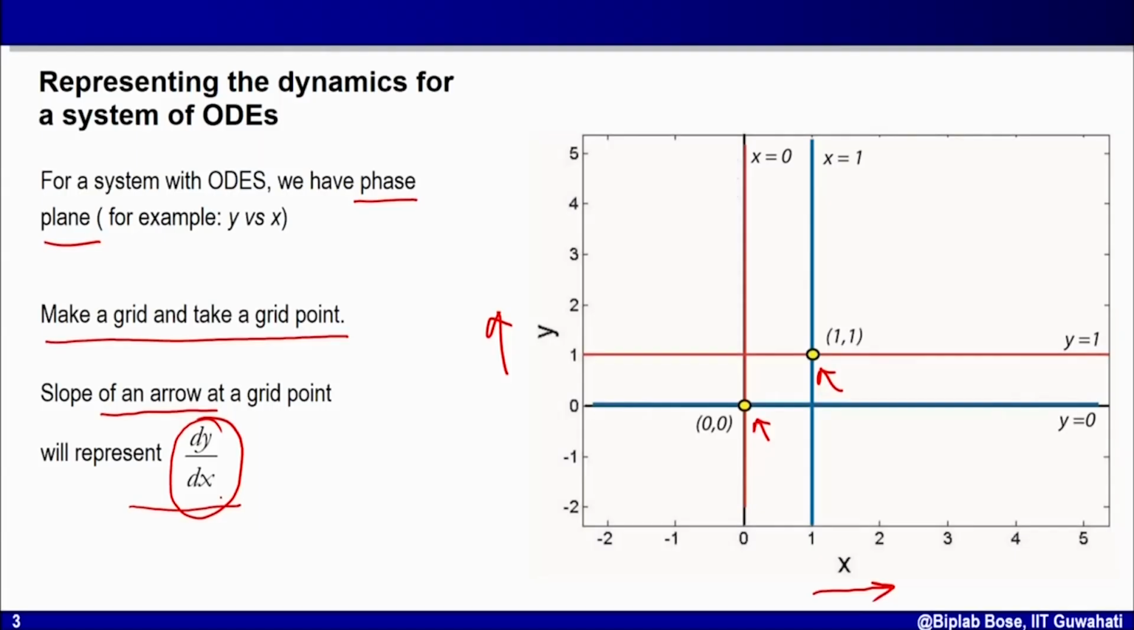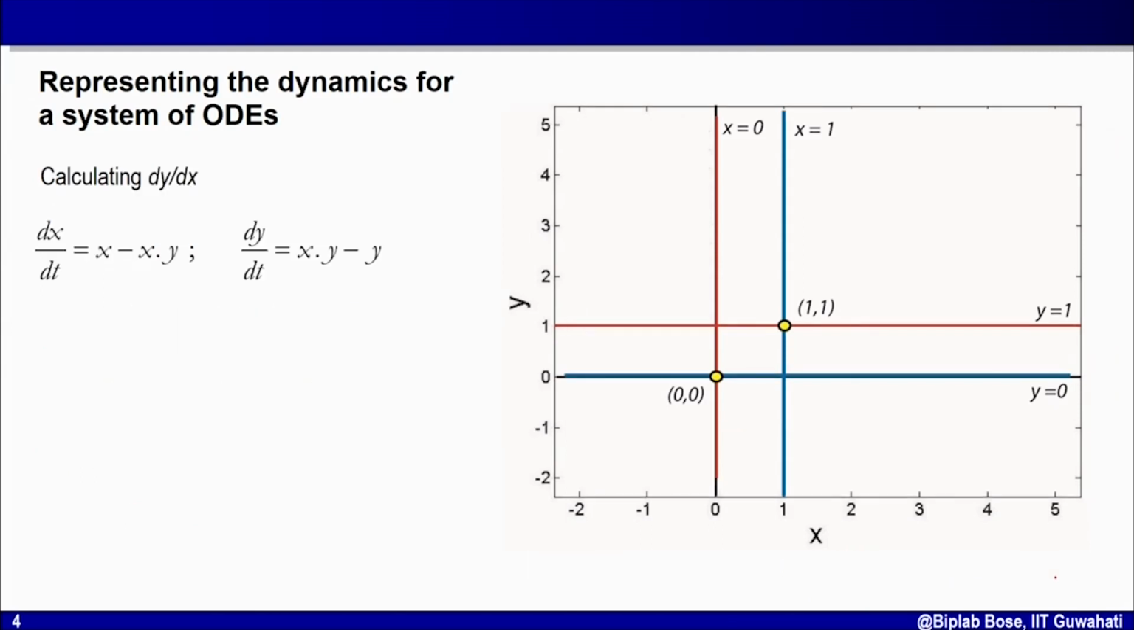But the issue is, how can I calculate dy/dx? Let us see with a particular example. We will take the old example of predator-prey. I have two ODEs here because I have two dependent variables, one representing the prey, the other one representing the predator. So prey is x and predator is y. The first ODE is dx/dt equal to x minus xy. The second ODE is dy/dt equal to xy minus y.